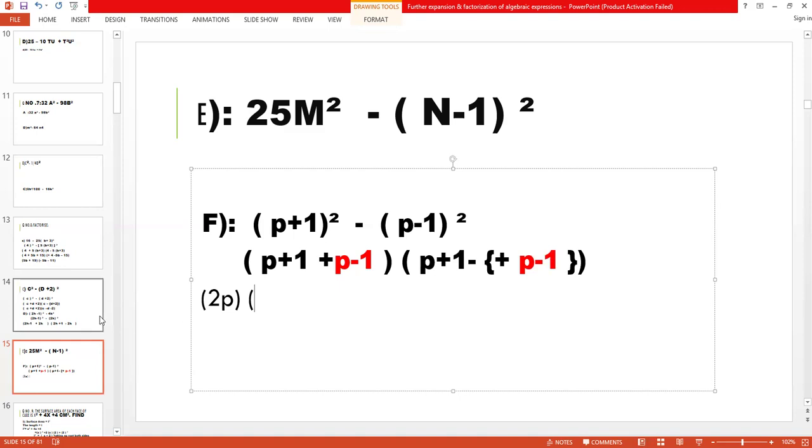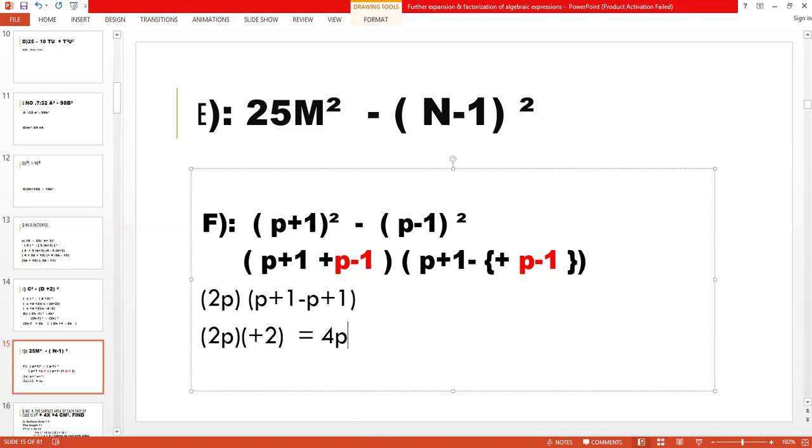Now come here. First we have to open it. So P plus 1, now minus P, minus into minus plus 1. Now P minus P will cancel, and we have only this constant. 2P is the first bracket, and in the second bracket, look, P will cancel with this P, and we are left with only plus 1 plus 1. It is equal to plus 2. Now you can write in this way: 2 into 2 is 4, and then you have to write the variable.